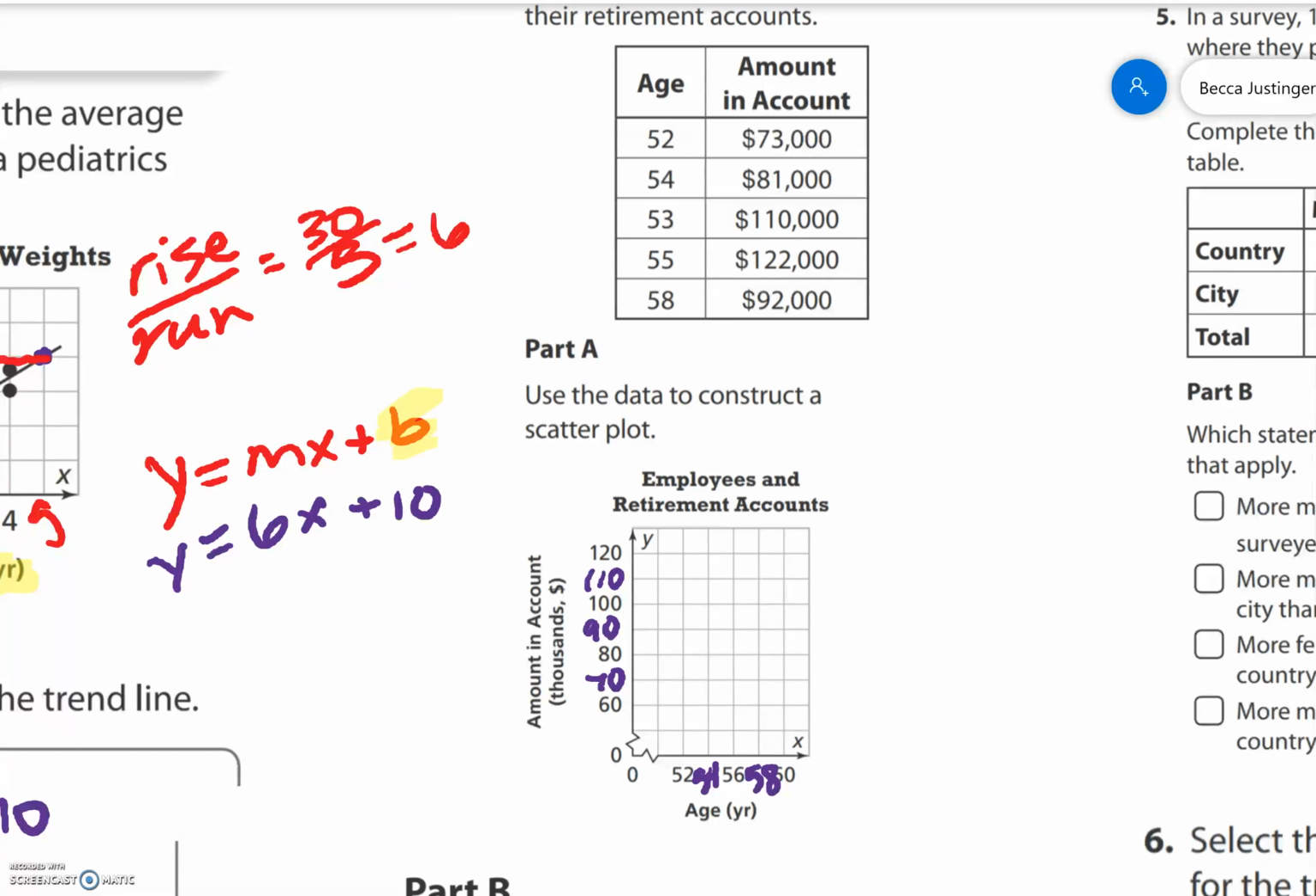All right, now I'm going to plot my points. 52 and 73,000, so I'm going to go to 52, follow it up to 70, and I know 73 has to be a little bit above that. 54 and 81,000, so I go to 54, follow it up just a little bit above 80. 53 and 110,000, so 53 is going to be in between 52 and 54, followed up to 110. Then 55 and 122. And last, 58 and 92.